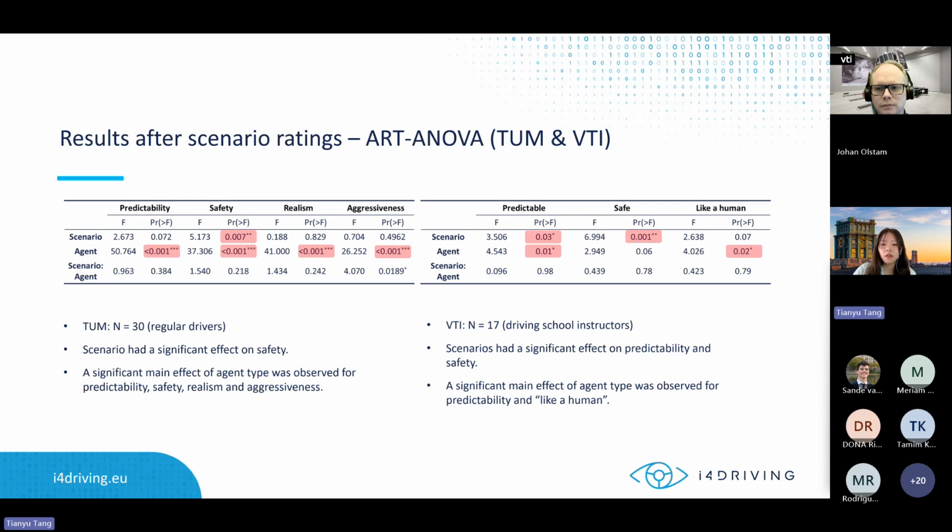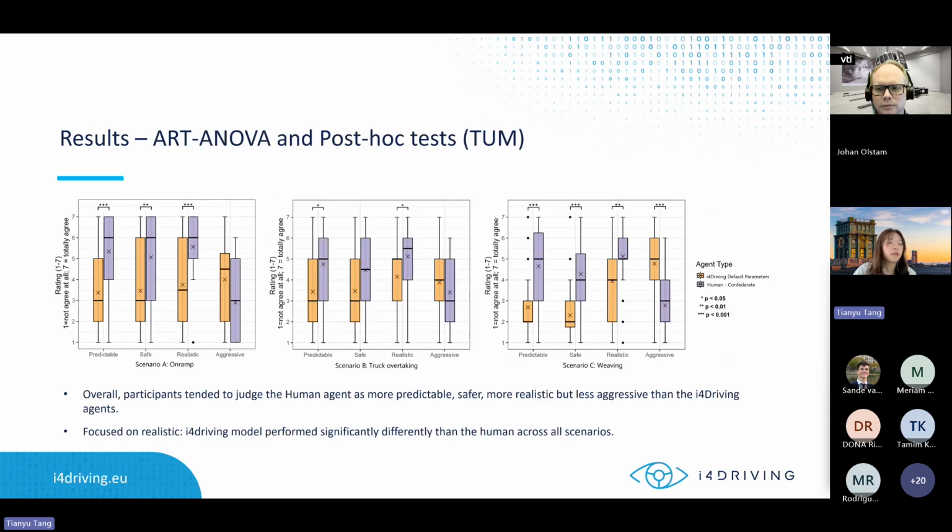However, if we take a closer look at the post hoc results, here from the Turing side, overall, participants tended to judge the human agent as more predictable, safer, and more realistic, but less aggressive than the i4Driving agent. You can see this clearly here in the box plot. Across all three scenarios, the human agent consistently received a higher rating than the i4Driving model. If we compare the scenarios, scenario B generally performed better than scenarios A and C. In scenarios A and C, the participant has a chance to directly interact with the pink or red vehicle, but in scenario B, the participant can only observe what the pink vehicle did.